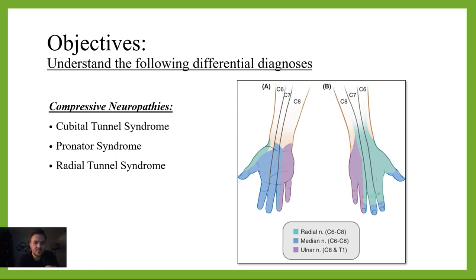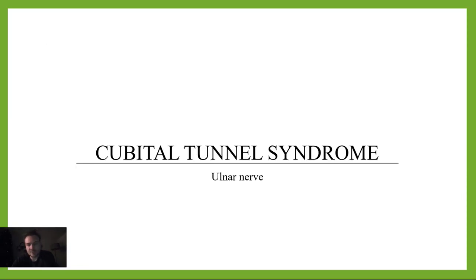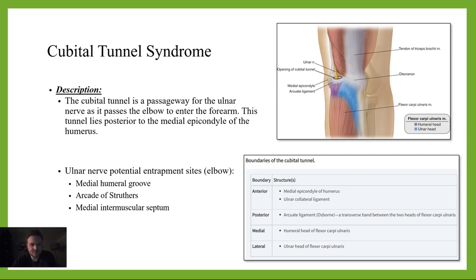And so the three compressive neuropathies we're going to go over that are located at or about the elbow and forearm are Cubital tunnel syndrome, which involves the ulnar nerve, Pronator syndrome, which involves the median nerve, and radial tunnel syndrome, or radial nerve neuropathy rather, which of course is the radial nerve. So let's talk about the cubital tunnel syndrome.